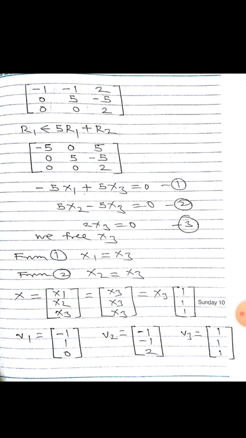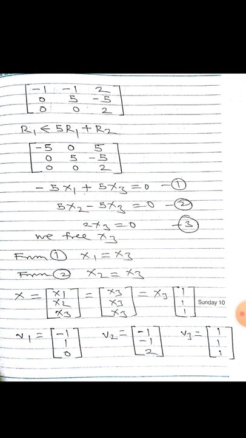Now from the first equation we can write minus 5x1 is equal to minus 5x3. So x1 is x3, that is positive. Minus minus get cancelled, x1 is equal to x3. From equation 2, 5x2 is equal to 5x3. So x2 is x3 after dividing by 5 throughout. Now we can write x is equal to x1, x2, x3. So x1 is x3, x2 is x3, x3 as it is x3. So we take x3 common. So 1, 1, 1 will be the simplification.